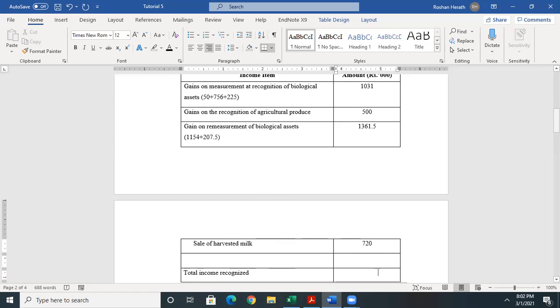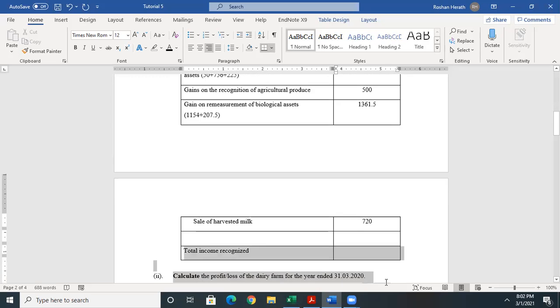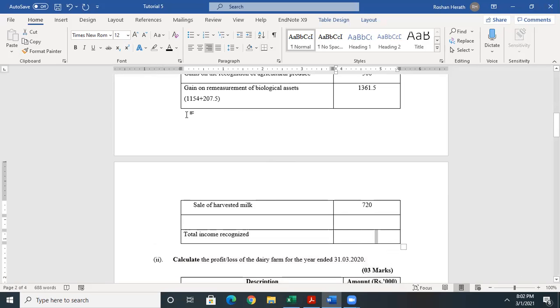If you add everything together, 1031 plus 500 is 1531. Then 1531 plus 1361.5 and 720. So it's 3612.5.